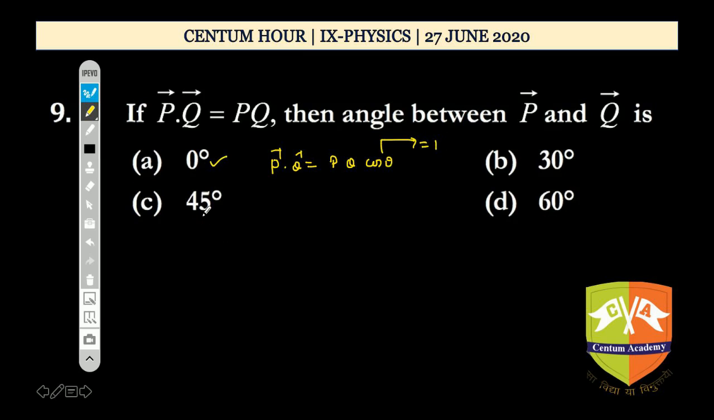Good. I will repeat. P dot Q fundamentally should be magnitude of P into magnitude of Q into cos theta. This is P, this is Q, okay? Nothing is there, so cos theta is 1. Cos theta is 1 at 0 degree. Got it? So why didn't you put 270 degrees instead of 0 just to make it harder? Yeah, this could have been a good choice.